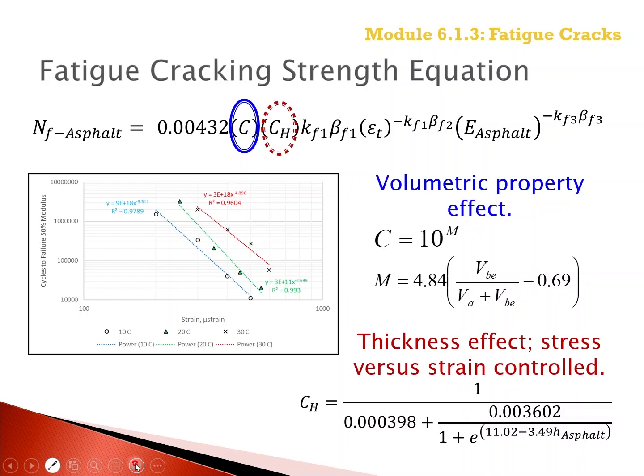The CH variable is the structural thickness effect and is dependent upon the asphalt layer thickness, as shown in the slide. The fatigue testing using repeated load flexural beams can be highly variable and very difficult to analyze, especially when a relatively few number of beam specimens are used to measure the fatigue strength in the laboratory.